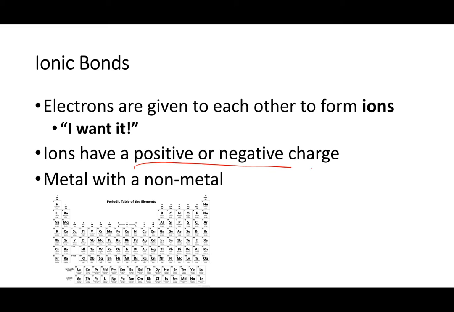They form positive and negative charges. For that reason, they occur between metals and nonmetals. Let me redraw this staircase. For example, chlorine is a nonmetal, sodium is a metal. They can form an ionic bond. Sodium will form a plus charge, chlorine will form a negative charge. Ionic bonds always form between metals and nonmetals.